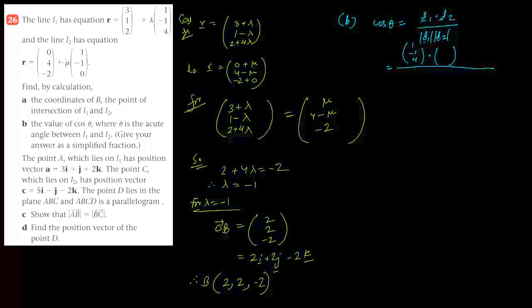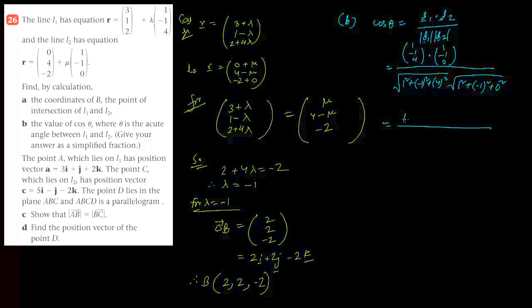So the direction vector with mu is 1, minus 1, 0, and the modulus of this is 1 squared plus minus 1 squared plus 4 squared. Then the modulus of the second direction vector is going to be square root of 1 squared plus minus 1 squared plus 0 squared. So now we can do the dot product, that is multiplying the coefficient of i with coefficient of i, coefficient of j with coefficient of j, and so on.